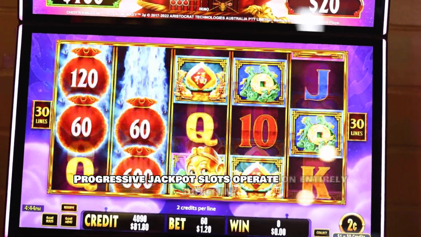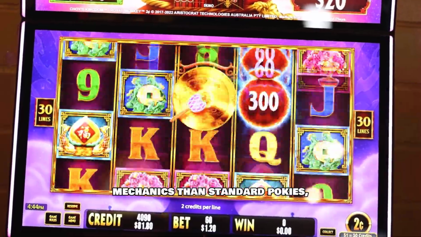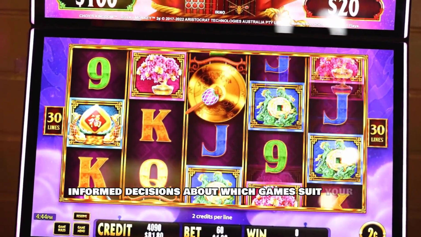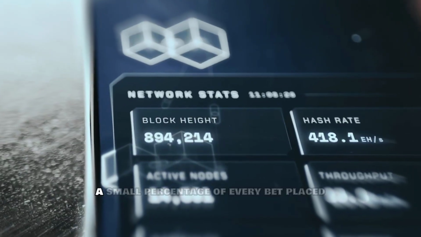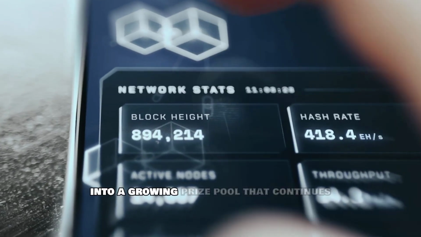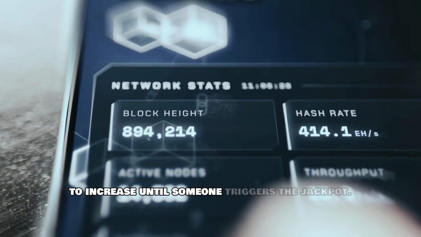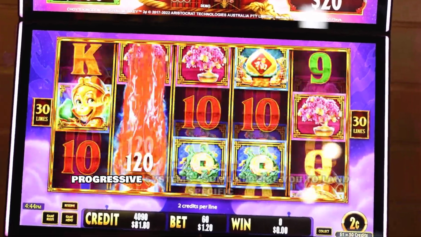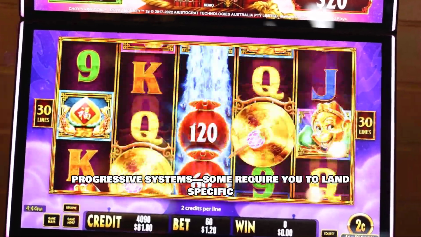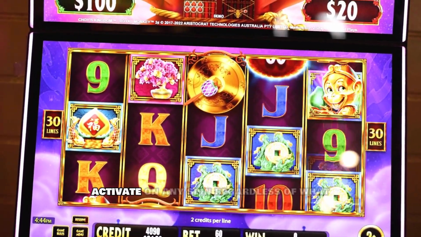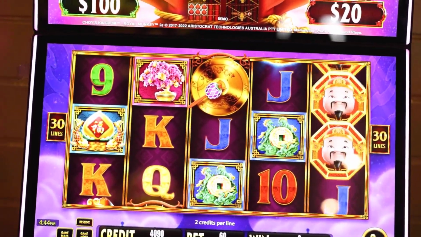Progressive jackpot slots operate on entirely different mechanics than standard pokies, and understanding these differences helps you make informed decisions about which games suit your playing style. In progressive games, a small percentage of every bet placed by every player across the network feeds into a growing prize pool that continues to increase until someone triggers the jackpot. The trigger conditions vary significantly between different progressive systems. Some require you to land specific symbol combinations during normal gameplay, while others use random triggers that can activate on any spin regardless of what symbols appear.